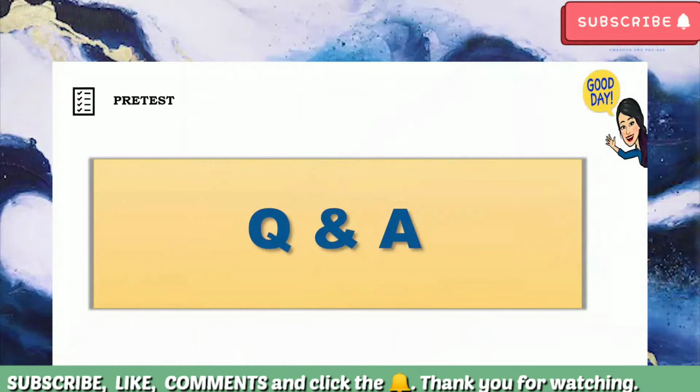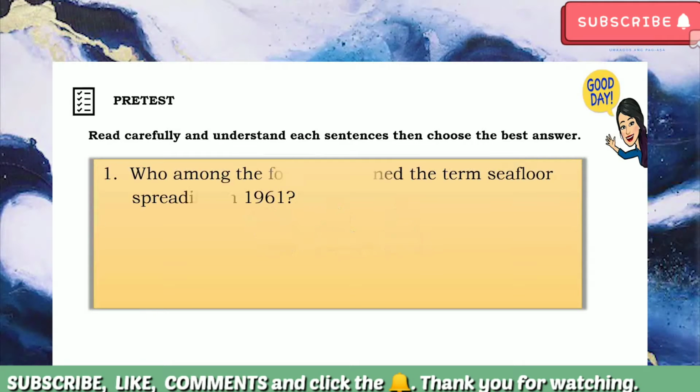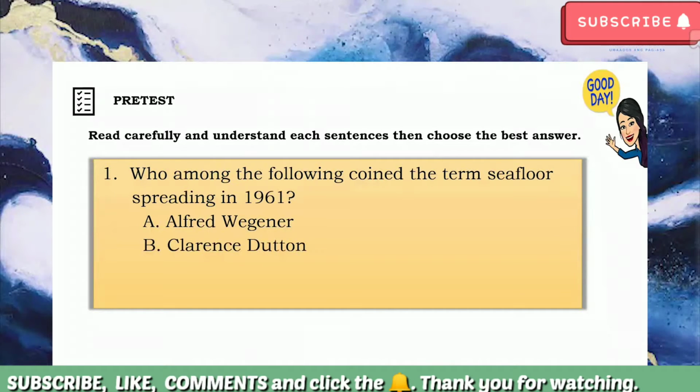Before we start, let's answer a few questions. Read carefully and understand each sentence, then choose the best answer. Number 1. Who among the following coined the term seafloor spreading in 1961? A. Alfred Wegener, B. Clarence Dutton, C. Harry Hess, D. Robert Dietz. The answer is letter D.